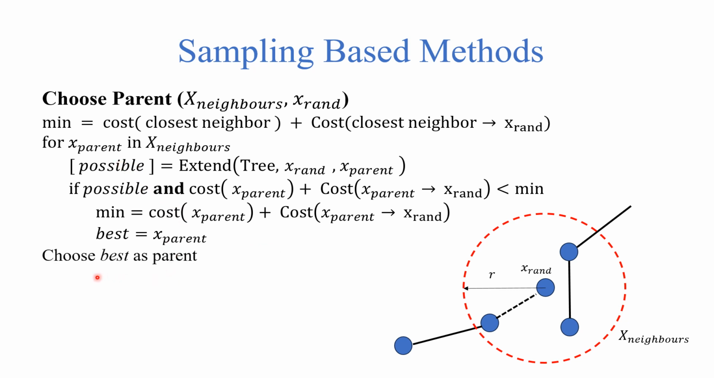Finally, after this whole scan is done, we choose best, the variable right here, as the parent to X rand, since it will yield the lowest cost to reach X rand from the start node. And you just update the tree to reflect the changes. That is, we add this edge from, for example, the best one, and we add X rand to the nodes list.